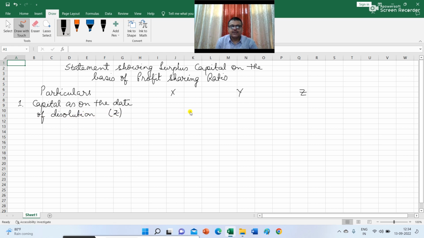So from the balance sheet you can see that capital of X was rupees 31,000, 20,000 is the capital of Y and 6,000 is the capital of Z. Next point is you have to write the PL ratio. So what is the PL ratio given in the question? That is 3:2:1. Third point is the base capital.